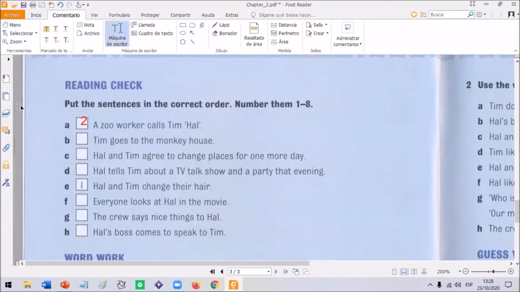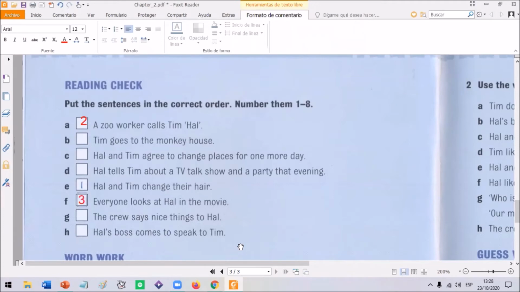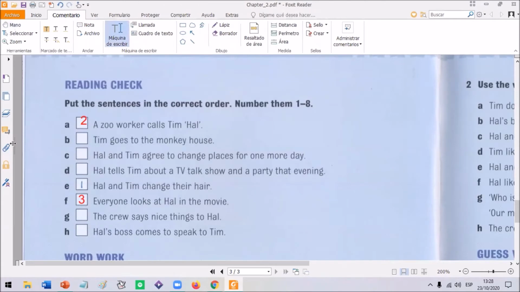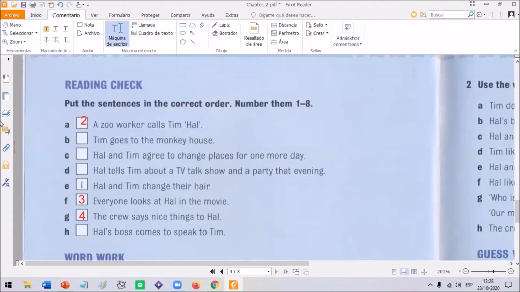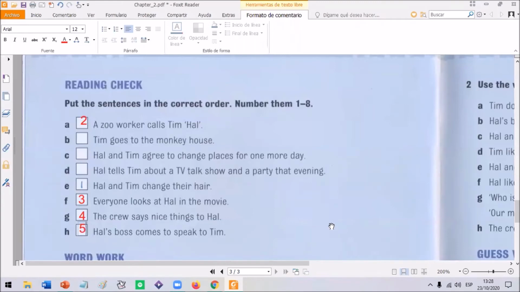Now, the next, number three. Come on, tell me on the chat. Yes, great. Everyone looks at Hal in the movie. Let's go on. Number four. Good. The crew says nice things to Hal. What about the next? Great. Hal's boss comes to speak to Tim.